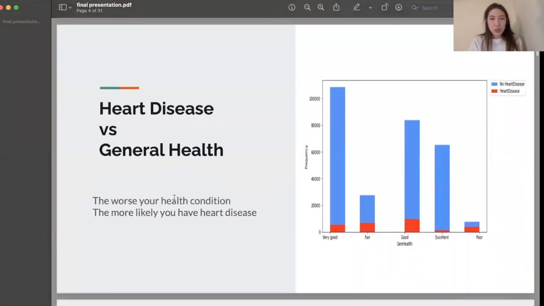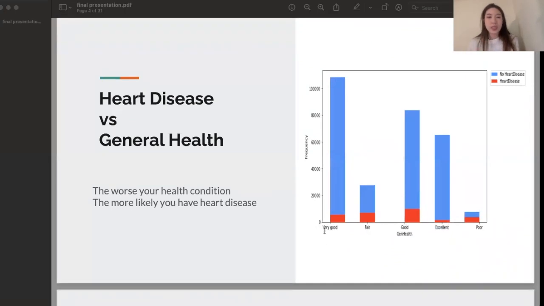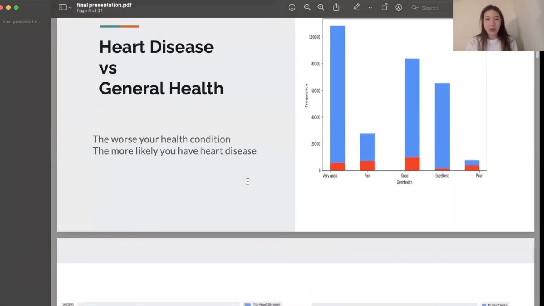Next, we also included a comparison of heart disease and general health in our study. We discovered that there's a strong correlation between the two. The worse your general health condition is, the greater the possibility you have of having heart disease. Yeah.